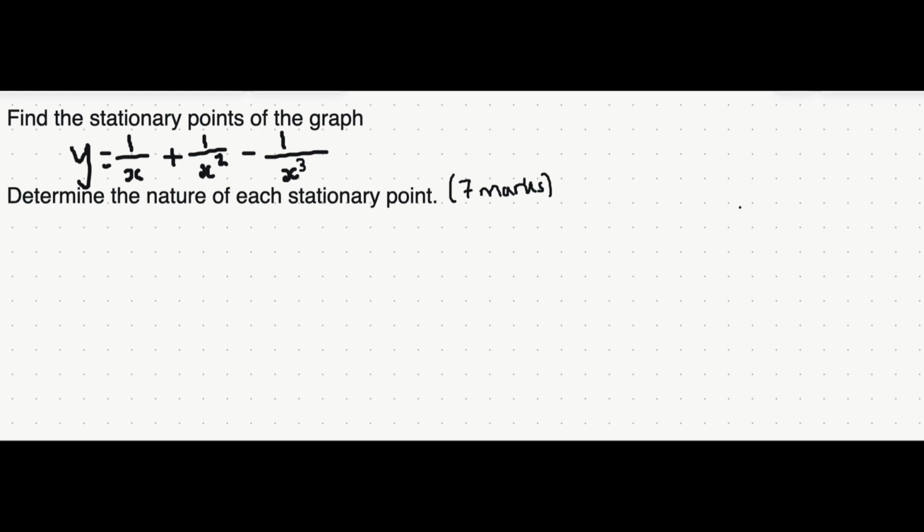So first of all, what is a stationary point? If we have a random curve, stationary points are points in the curve where the gradient is actually equal to 0. So like this point here and this point here. Now these can be maximum or minimum points, and that's what it means by determine the nature. It wants you to determine not only the stationary points, but whether they're maximums or minimums.